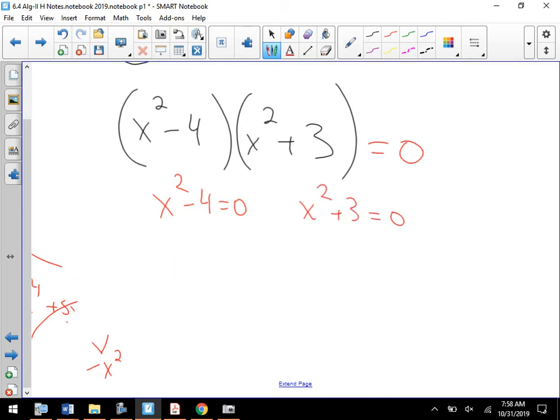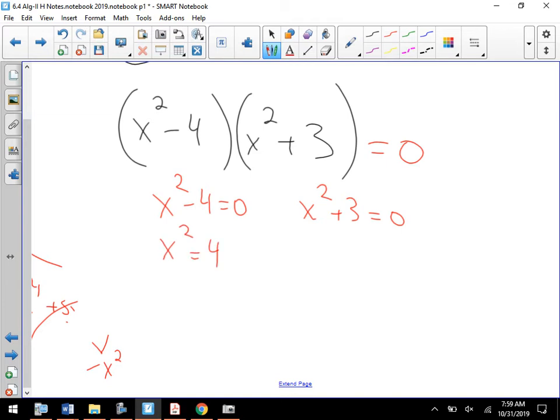Now, one of these is rather easy to solve for. So this one, it's a difference of squares, isn't it? I could factor that further if I want, but since this is an equals 0 problem, why not just solve for x?